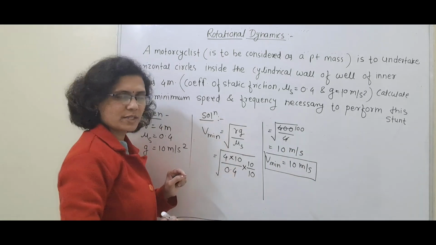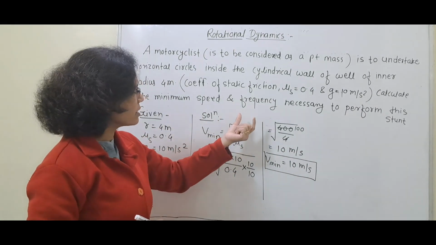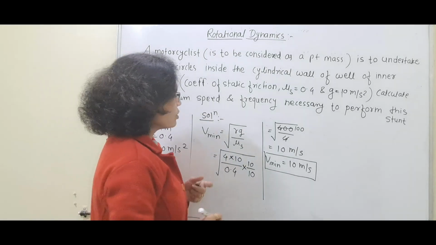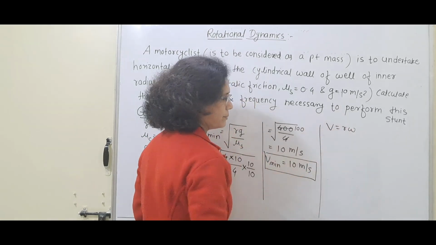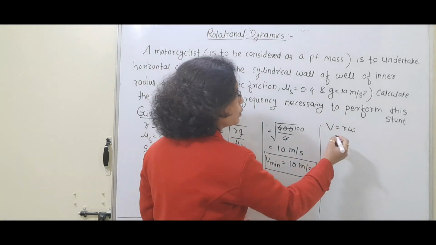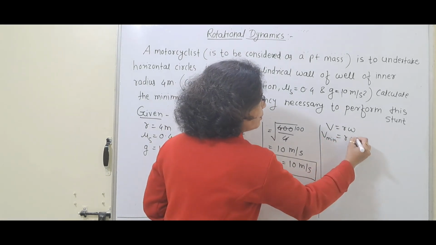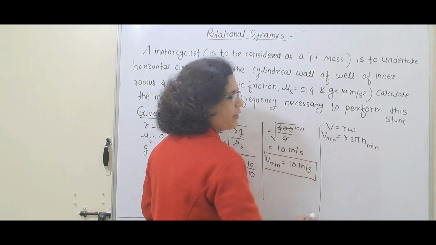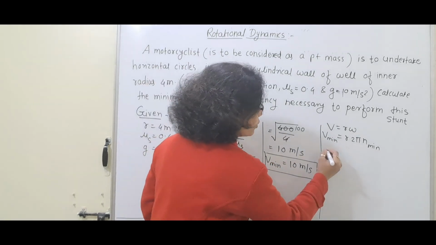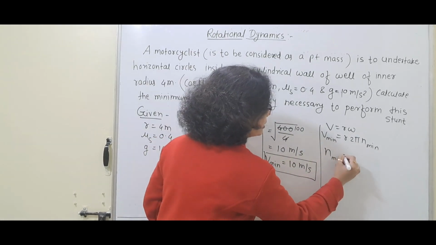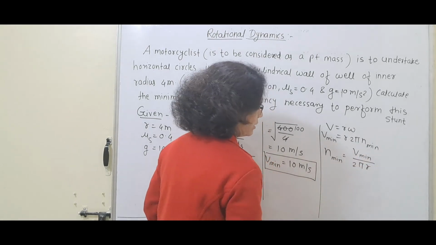But again, what we have to find out is the frequency, the minimum frequency required to make this stunt. So we know another relation, that is V is equal to R omega. What is omega? Omega is nothing but 2 pi n. So V minimum is equal to R 2 pi n minimum, the minimum frequency. So n minimum will be V minimum upon 2 pi R.